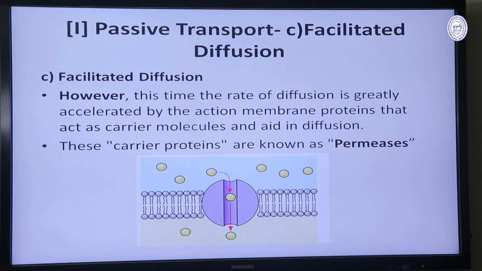The third type of diffusion mechanism is facilitated diffusion. Here the diffusion occurs with the help of a protein molecule that is called permease. This time the rate of diffusion gets accelerated by some membrane protein that acts as a carrier molecule and helps in this diffusion. So, the rate gets doubled or many times more.